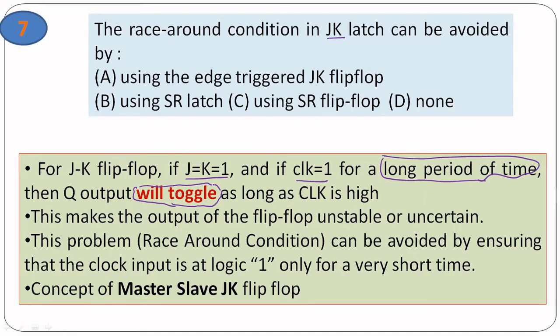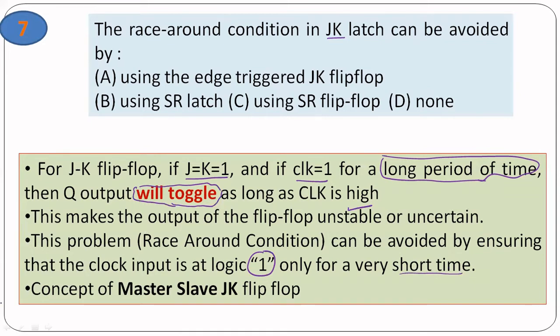Whenever the output continuously toggles, it makes the output unstable or uncertain. This particular problem is called the race around condition. It can be avoided by ensuring that the clock input is at logic 1 only for a short period of time. If it is so, then the race around condition can be avoided.